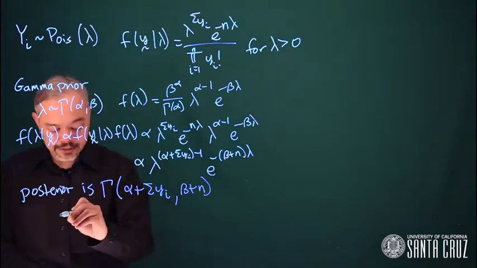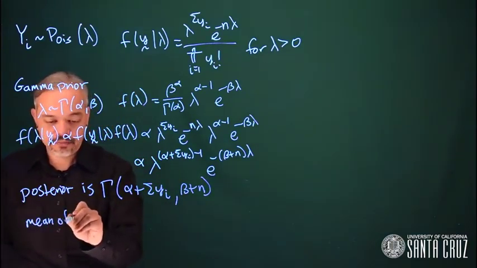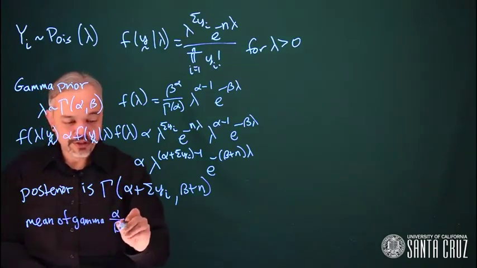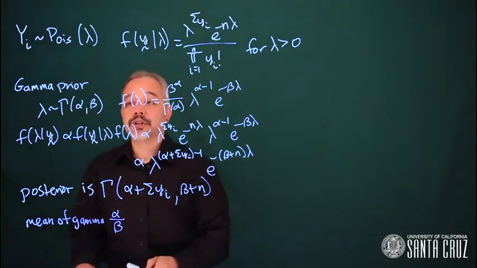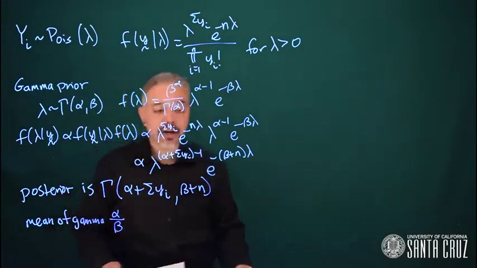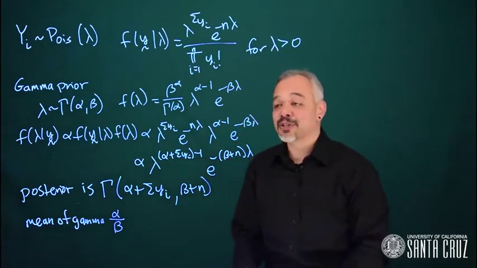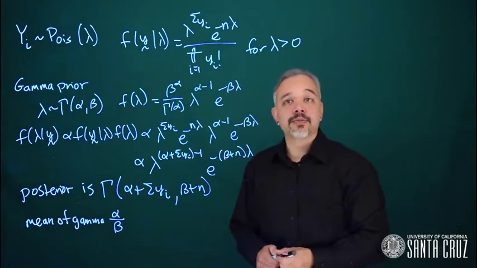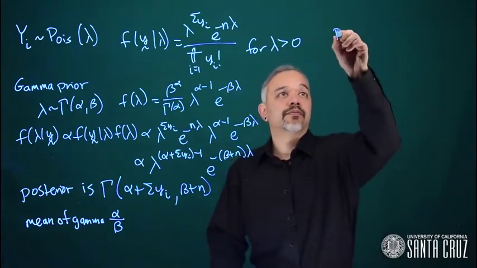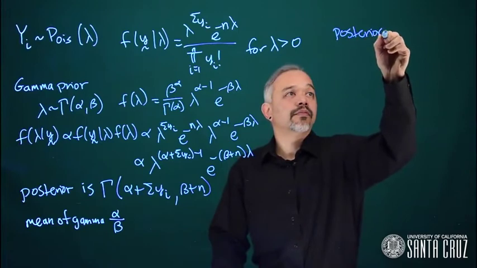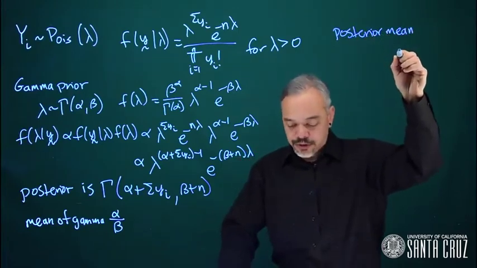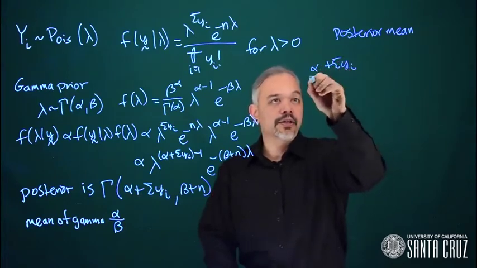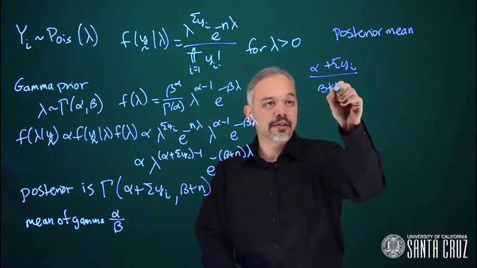Recall that the mean of a gamma random variable is its first parameter over its second parameter under this parameterization. Do note that there are a lot of different parameterizations of gamma random variables out there, and they may have different parameterizations of the mean as a result. So in this case, we can see the posterior mean is going to be alpha plus sum of the y sub i's over beta plus n.